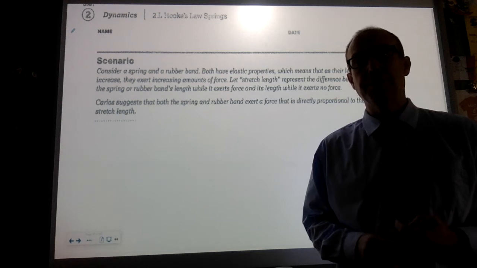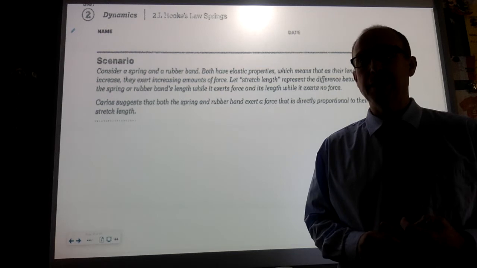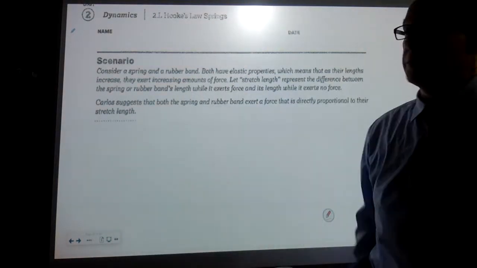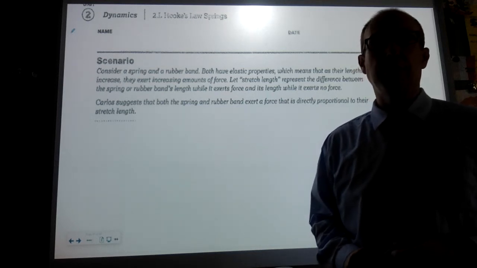Lab procedure, which for every AP test, there's always one where either you have to analyze a lab or you have to just develop a procedure yourself. And right now, we'll develop one for our own. This is Hooke's law and springs. You guys have this paper if you want to work on the paper as I go along with it.